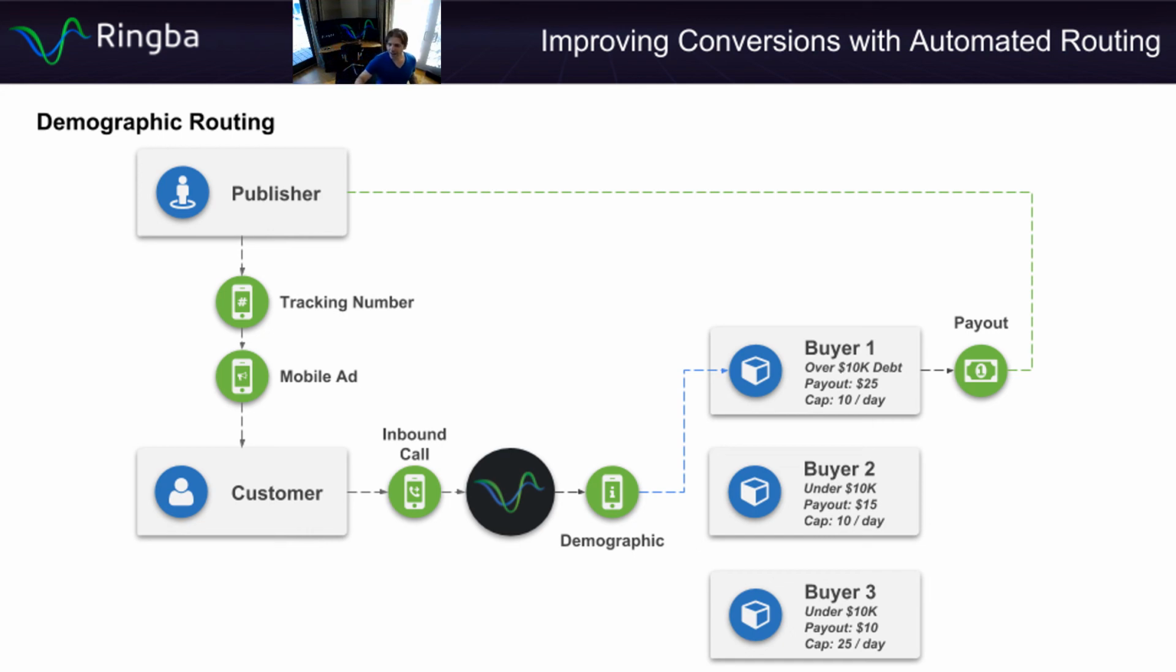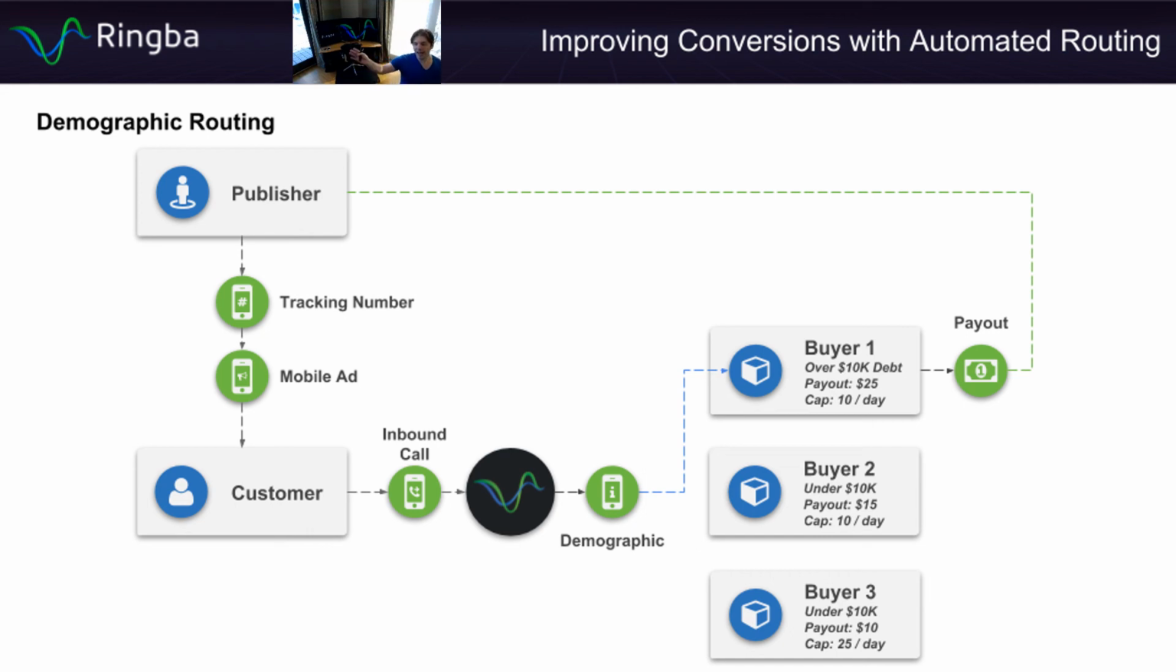And so anyhow, back to this example, buyer one, they like the call, they make the payout to the publisher, maybe it goes through a network, maybe it doesn't. Now, if this person selected that they had less than $10,000 in debt, we'd automatically route that call to buyer number 2 or buyer number 3, depending on the payout or their capacity or whatever. So if I'm looking at this specific example, obviously I'm going to want buyer 2 to take that call because they're paying an additional $5.